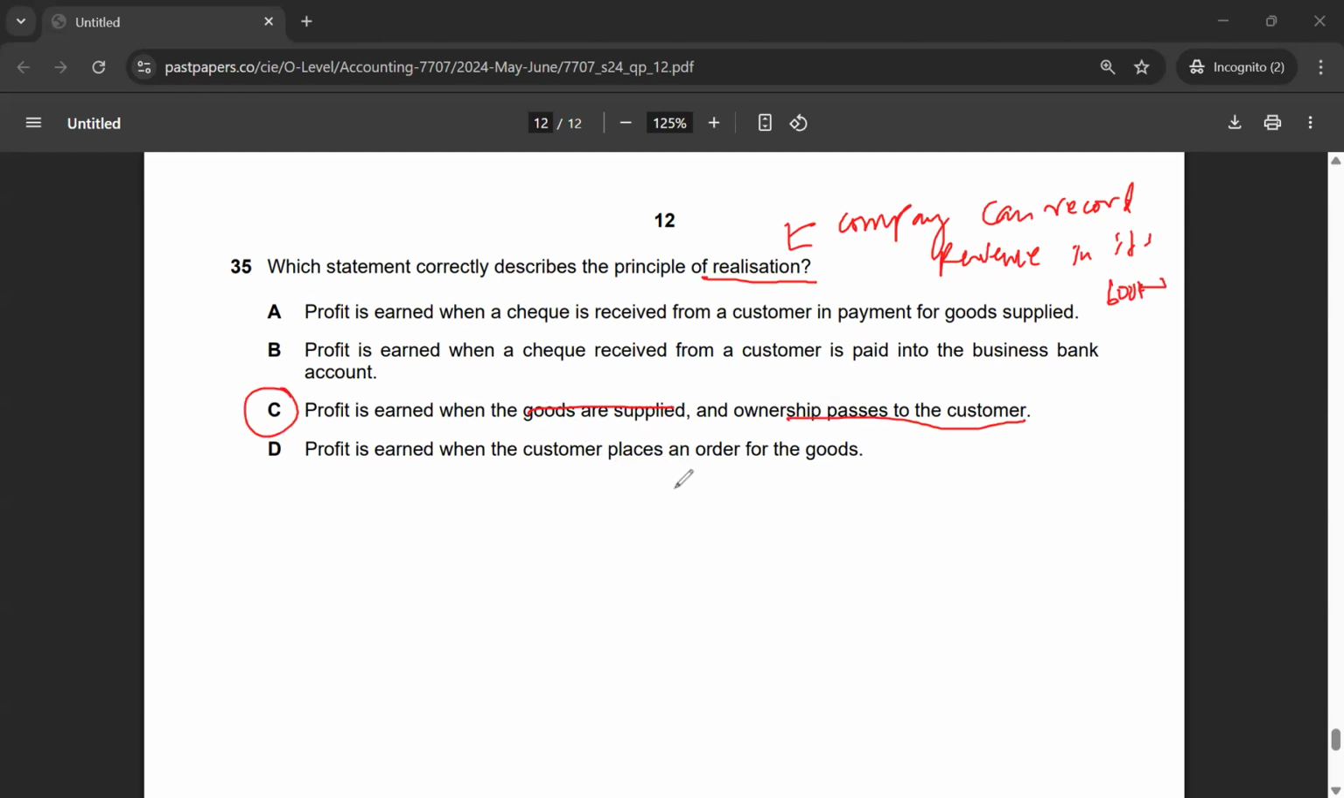That's the revenue recognition principle. When the goods are delivered and passed to the customers, once all the performance obligations have been satisfied, only then can the company record the revenue. So the correct answer for multiple choice 35 would be option C.